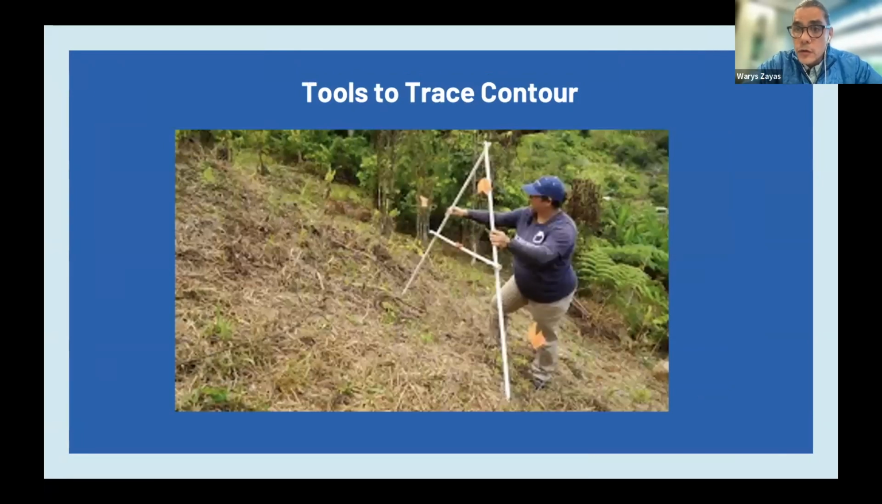One of those tools, and one of the most common handmade tools to trace the contour, is this one. Many of you have probably seen it before. This is the A-frame or the A-figure level, right? And it's really easy to make.